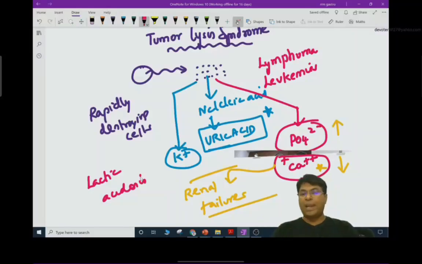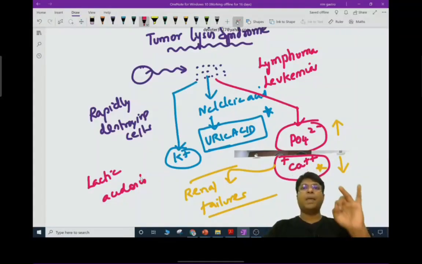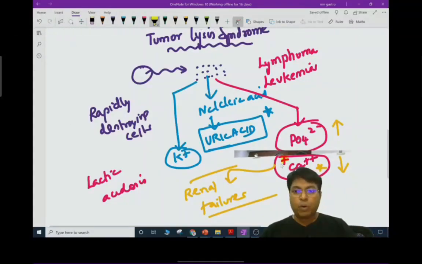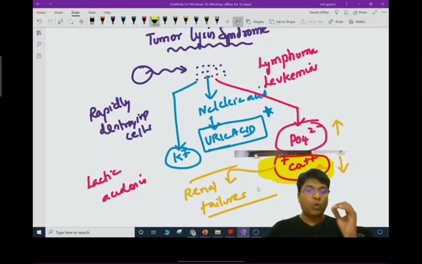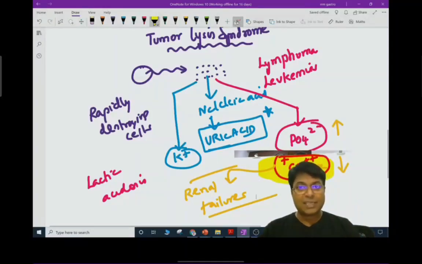So what are all the features of tumor lysis syndrome? Number one, hyperuricemia, hyperkalemia, hyperphosphatemia, and never ever forget for your exams, hypocalcemia. This is an exception. Usually they give the following features of tumor lysis syndrome except there is decreased calcium. Please don't forget there is decreased calcium in tumor lysis syndrome.